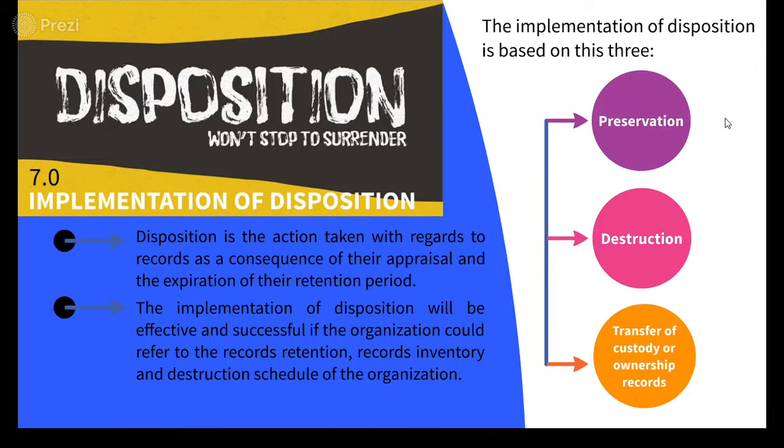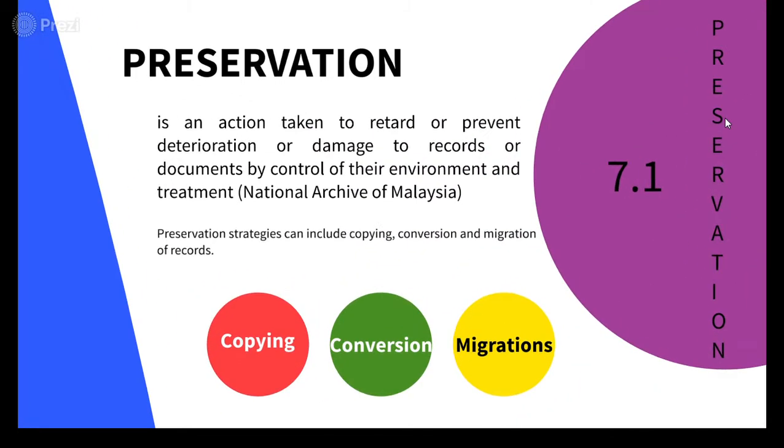The implementation of disposition is based on these 3 basics. The first one, preservation. Preservation is an action taken to retard or prevent deterioration or damage to records or documents by control of their environment and treatment. Preservation strategies can include copying, conversion, and migration of records.